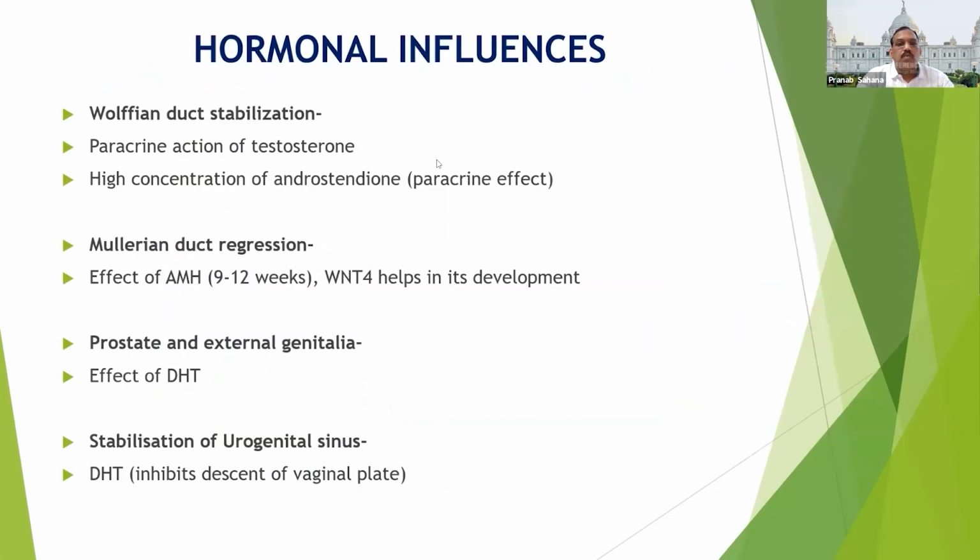Now, there are hormones which directly influence the stabilization of the Wolffian and Mullerian ducts and the external genitalia. Usually, testosterone is the main hormone which stabilizes the Wolffian duct and develops vas deferens, ejaculatory duct and epididymis. High concentration of androgen also has some paracrine effect, and AMH is the hormone which is responsible for regression of the Mullerian duct. DHT differentiates into prostate and external genitalia, as well as helps in stabilization of the urogenital sinus. So these are the hormonal influences on the male reproductive system.